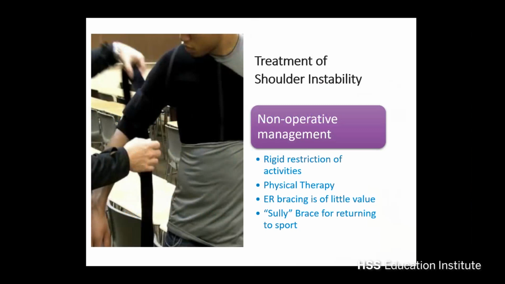I only keep patients in a sling for a couple of days after this sort of dislocation, then I really want them to get it moving again. Bracing in a certain position has been studied and shown not to really provide much benefit. But a soft brace, as depicted in this picture, can be helpful for certain athletes, particularly ones who don't require a lot of overhead activity. So think like the middle linebacker, defensive lineman. Those athletes are perfect for these braces. A baseball pitcher is much less able to tolerate this.